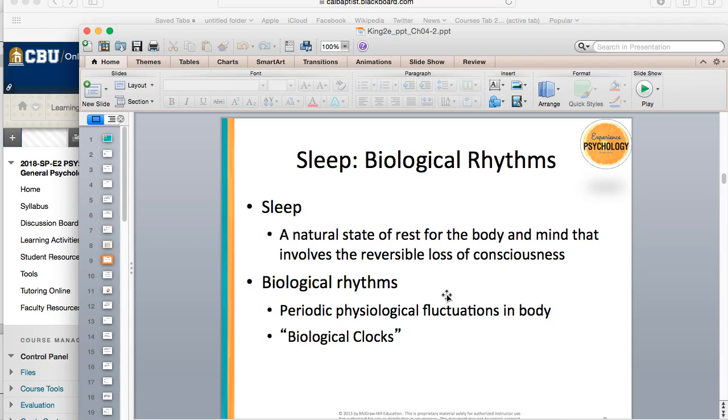So sleep, of course, is a natural state of rest for the body and mind and involves the reversible loss of consciousness. So sleep is a huge part of our brain and our functioning. Recently, I've learned that whenever you have a really bad brain injury or TBI or a concussion, most oftentimes the old myth is, do not let your child or whoever it is fall asleep. But recently I've come to find out that if someone does experience a brain injury, you're supposed to let them sleep, because it helps the brain to heal, and it helps the brain regenerate all the things that may have happened to the brain at that moment.